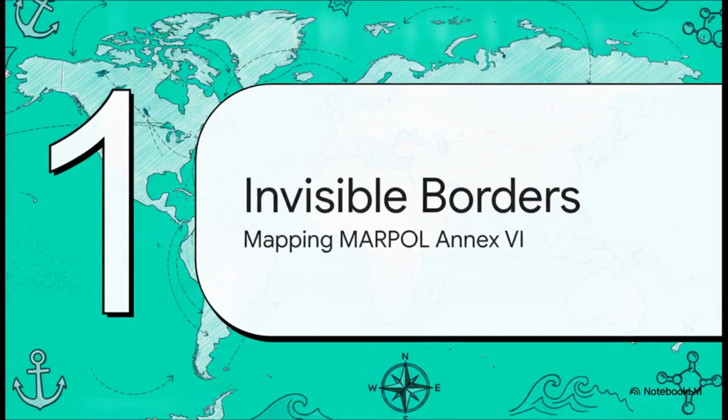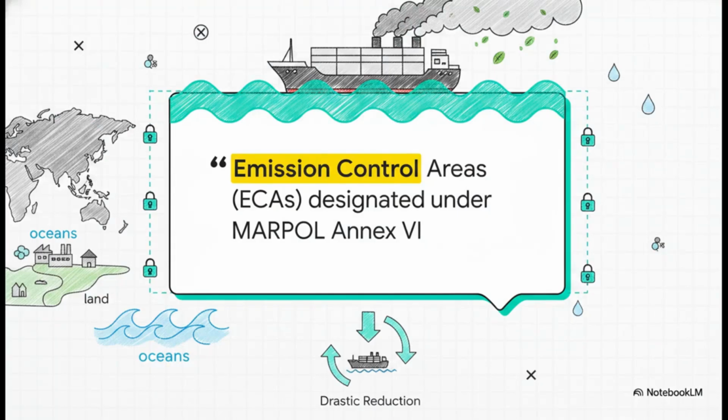Let's jump right into Section 1, Invisible Ocean Borders, Mapping MARPOL Annex VI. So, when we talk about emission control areas, or ECAs, designated under MARPOL Annex VI, we aren't just talking about polite suggestions. These ECAs act as rigid, invisible walls.